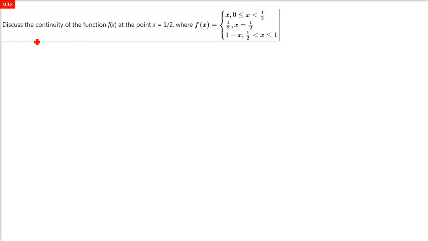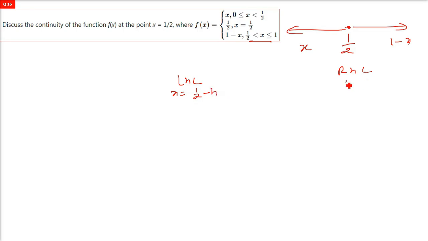Now same thing we have to do, but at x equals half. So we have to discuss the continuity of the function f(x) at x equals half. So this is the point half, on the front side, on the backward side. If we are going in the front, that is half to 1, we will use 1 minus x. On the back side we are going to use x. From half, front and back. So LHL will be what? RHL will be what? In left we are going to use x as half minus h. On right we are going to use x as half plus h.